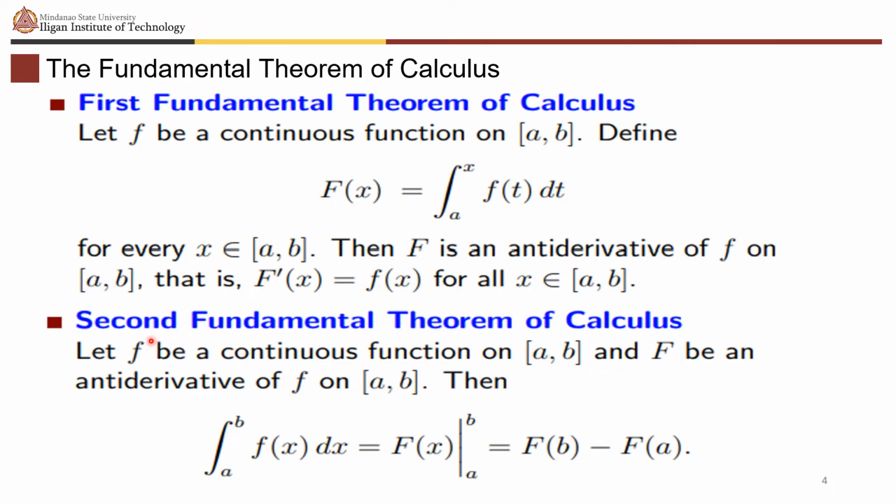So we have the second fundamental theorem of calculus, given as follows. Let f be a continuous function on [a, b] and F be an antiderivative of f on [a, b]. Then the integral from a to b of f of x dx equals F of x from a to b, which is equal to, you substitute the upper limit into the function that you get, minus, you substitute this time, the lower limit.